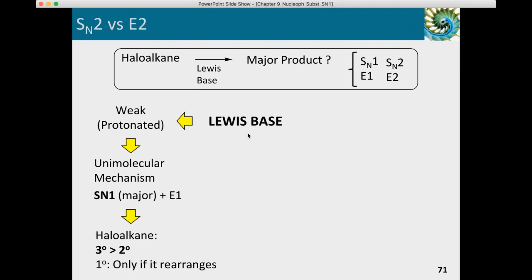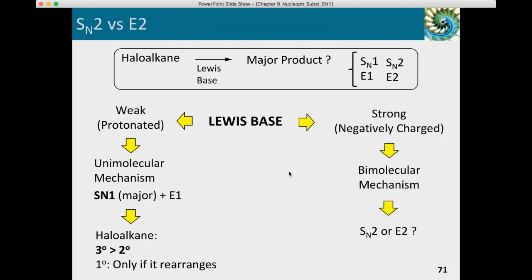So in summary, whenever we use a protonated Lewis base, water, low molecular weight carboxylic acid, or alcohols, we should be thinking about a unimolecular mechanism with a mix of SN1 and E1 products, SN1 being the major. On the other hand, when we use strong Lewis bases, those that are negatively charged, quickly we should be thinking about bimolecular mechanisms. The bimolecular mechanisms that we learn are SN2 and E2. So one wonders, okay, we use a strong base, we have a bimolecular mechanism, but do we have an SN2 or an E2 mechanism?